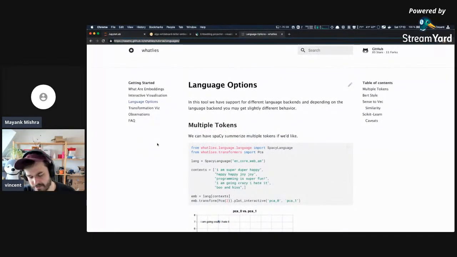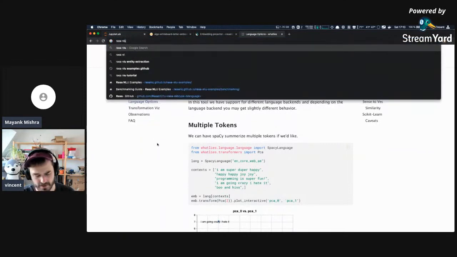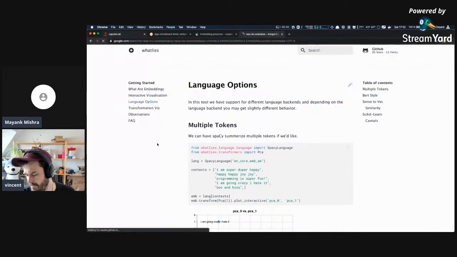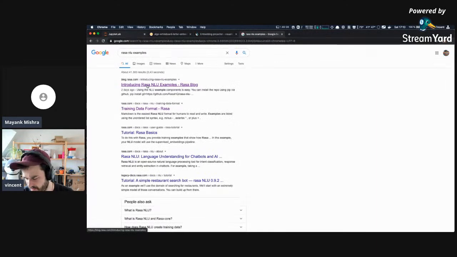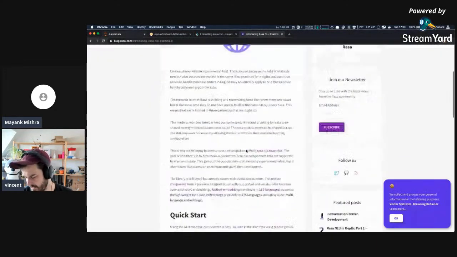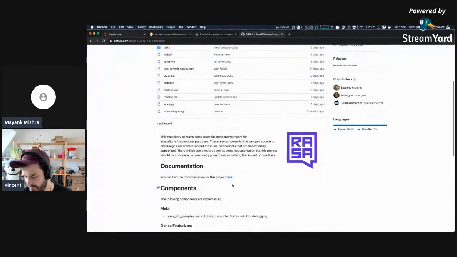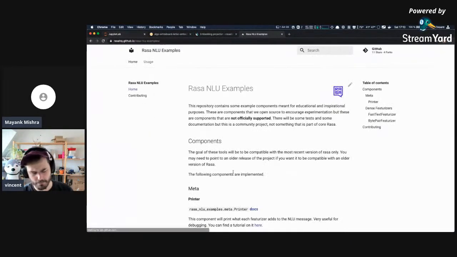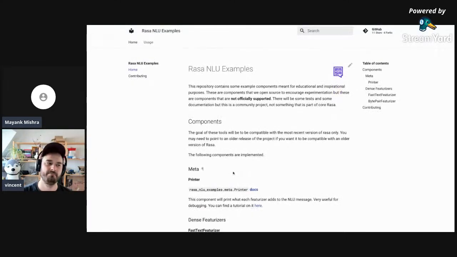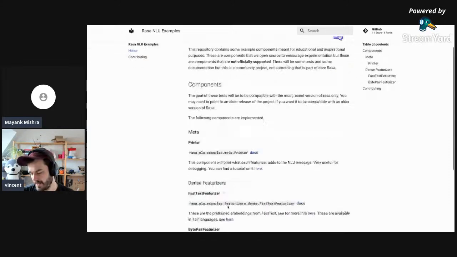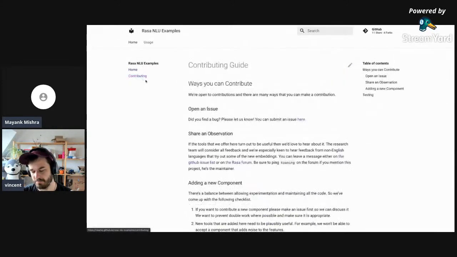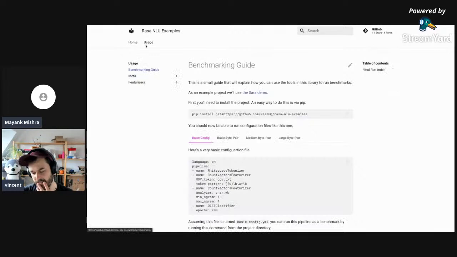But typically what I use this package for as well is I have this other package called Rasa NLU examples, and I think that's going to be relevant if there's any Rasa users listening. This is a package I started last week. It's live now. Typically what I do is I first add an embedding to whatlies so I can explore it, and if I like the features that I see, then I make sure it's available as a component, not inside of Rasa, but as part of this Rasa custom components package.